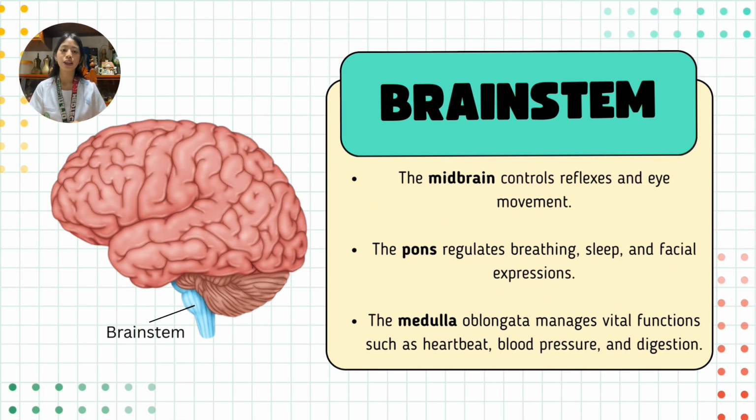The pons regulates breathing, sleep, and facial expression. Just like when you're sleeping peacefully, the pons helps control your breathing rhythm. And the medulla oblongata. It manages vital functions such as heartbeat, blood pressure, and digestion. It keeps your heart beating even if you are unconscious.